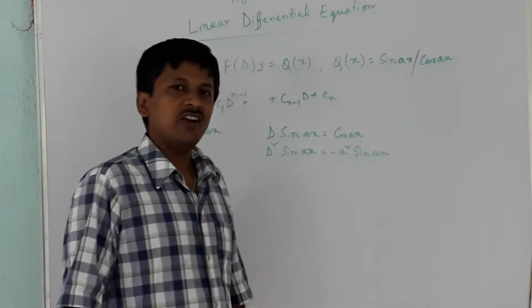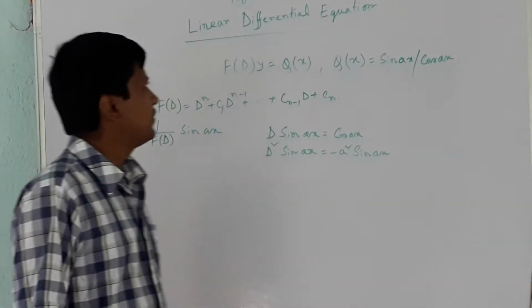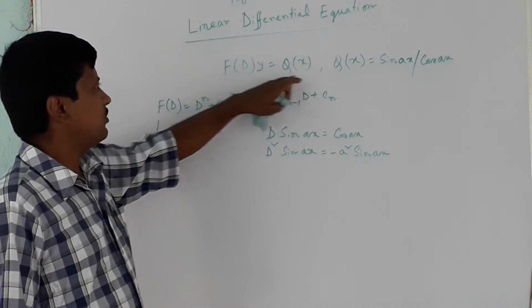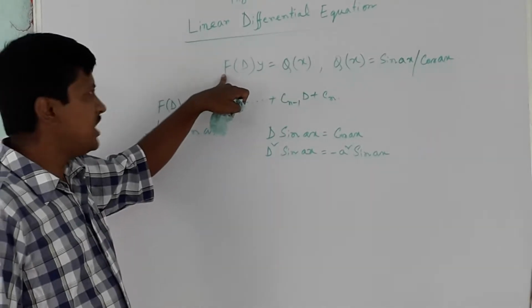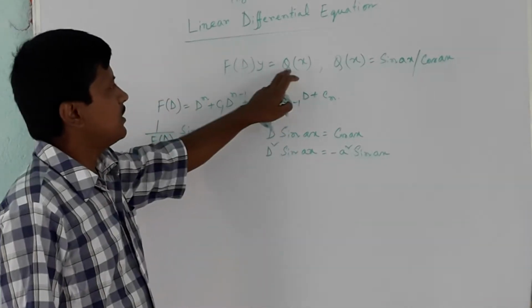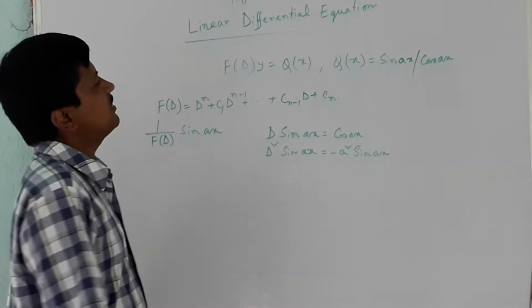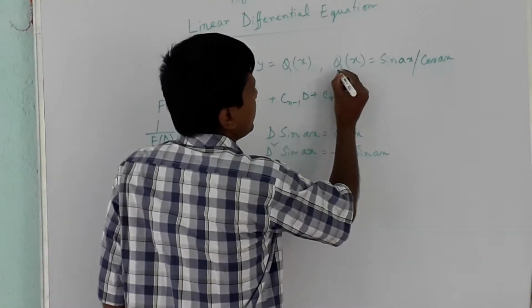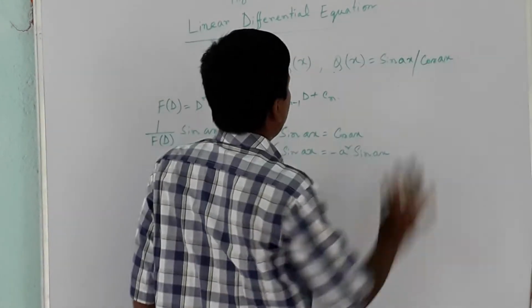We now discuss higher order linear differential equations, and the general form of a higher order linear differential equation is this, where f(D) is a polynomial in D, and various cases for the non-homogeneous part Q(x) have already been discussed. Today we discuss the case when Q(x) is equal to sin ax or cos ax.